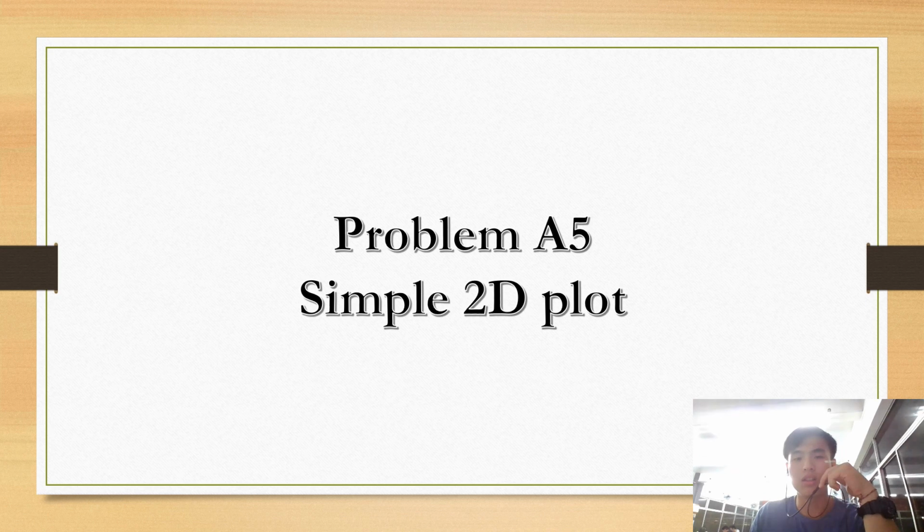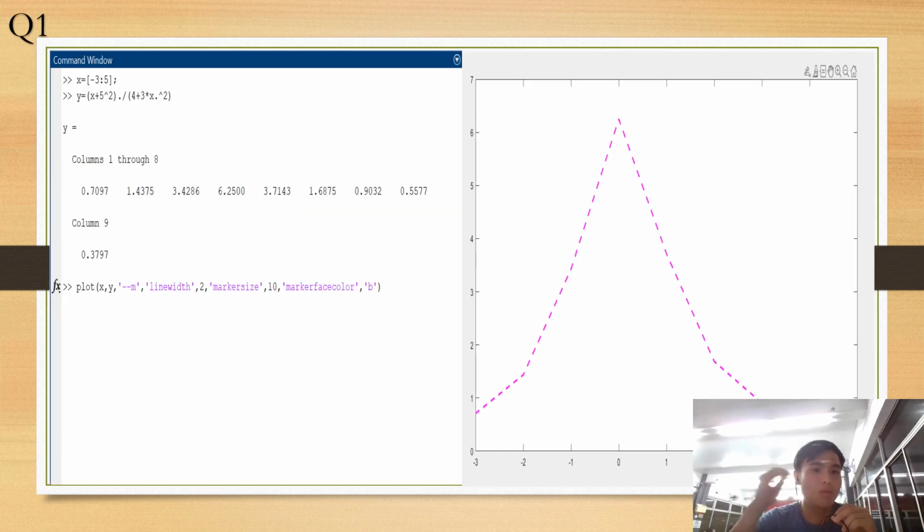And the last one is the problem A5, simple 2D plot. For question 1, we need to plot a graph for our function y with the given x values. First, we define our x values, which are -3 to 5, and then type our function y. We will get the values of y, and then we plot the graph with a dashed magenta line, line width 2 and marker size 10, and our marker face color is blue.